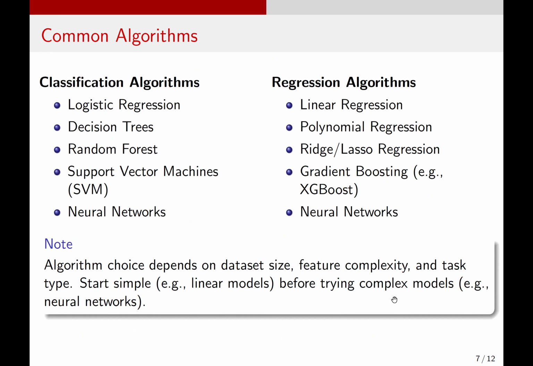All right. So let's look at some common algorithms. Just like I said, I'll take classification algorithms, each of these things one after the other, and deal with them. And then I'll go on to regression algorithms and make one video for each algorithm like that. So for classification algorithms, you have logistic regression, decision trees, random forest, support vector machines, neural networks.